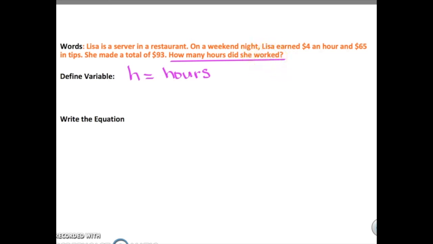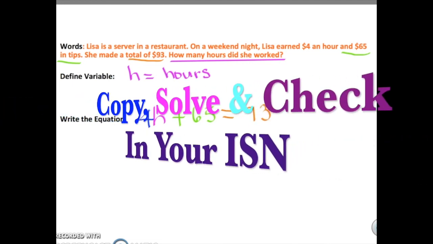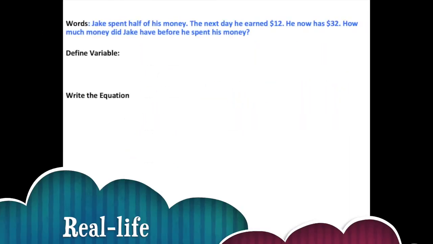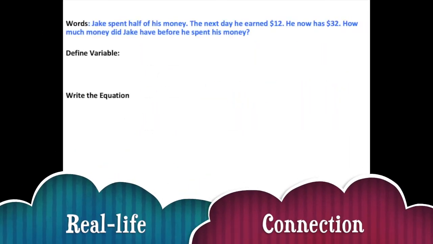Now let's go ahead and break down the rest of the problem. So she earned $4 an hour. So $4 an hour, remember we said our variable, let H, okay? So 4H and $65 in tips. So plus 65, she made a total of $93, equal 93. Hope that's making sense. Okay, let's take a look at another word problem, a real life example.